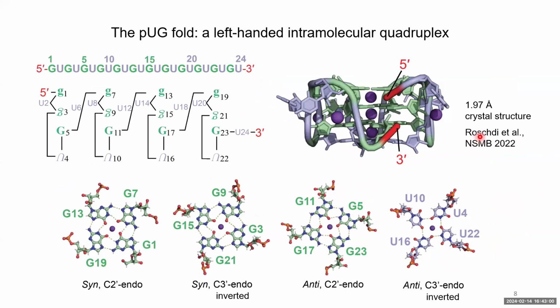We are then able to solve a high-resolution crystal structure of the structure we call the PUG4, which is a left-handed intermolecular quadruplex with a mix of 3 G and 1 U quartet.